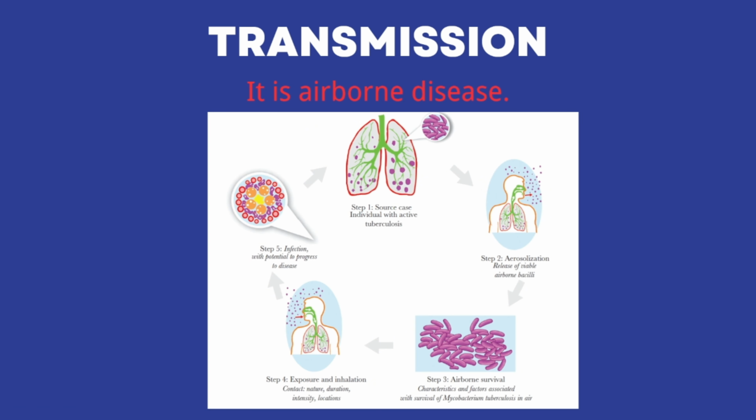So normally a person with active pulmonary TB will generate droplet nuclei, which are air droplets containing the bacteria, through coughing, singing, shouting, sneezing, or talking as well. They spread the droplets into the atmosphere. So when you are in close contact with this person, you will easily be susceptible to TB.